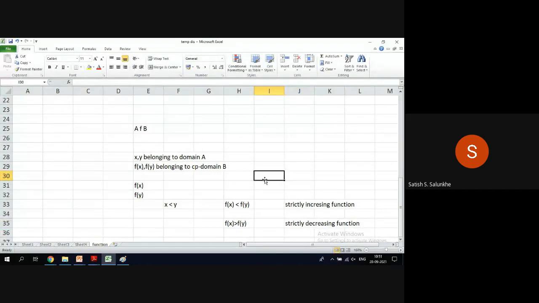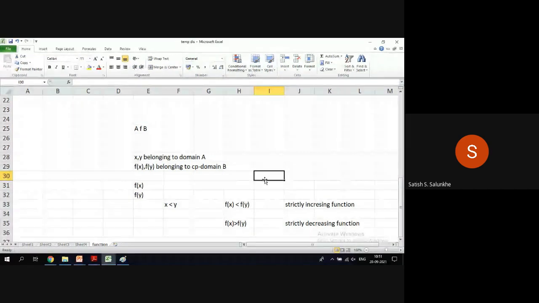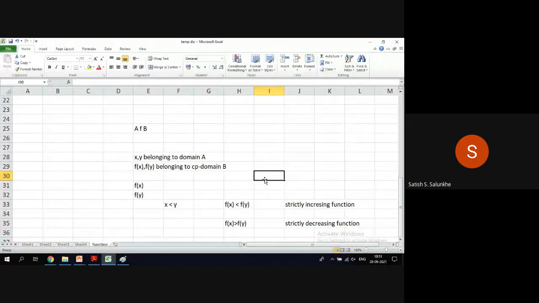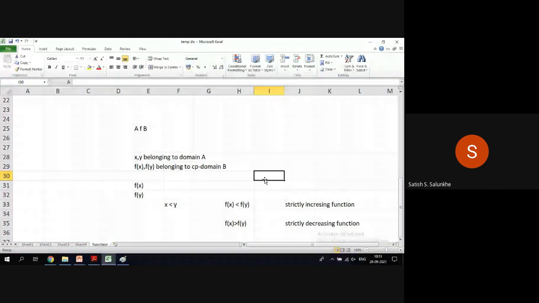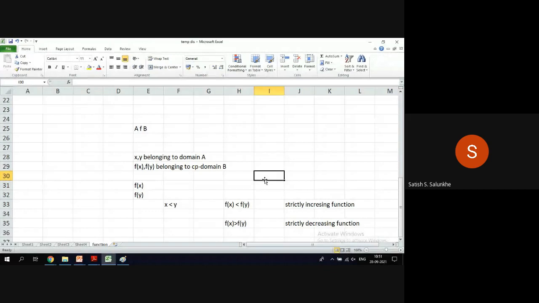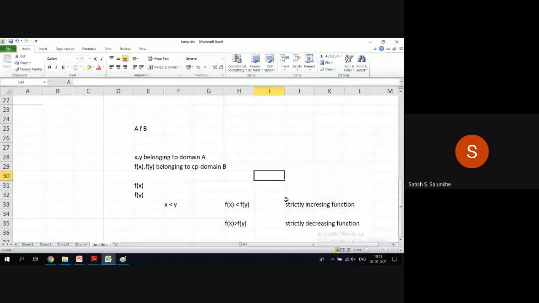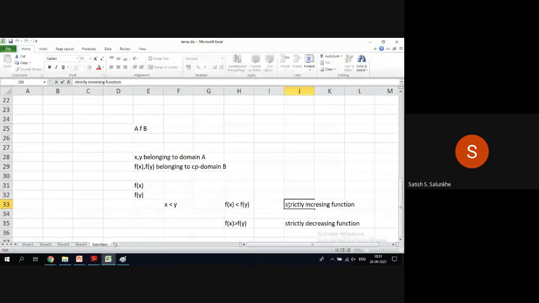Okay, is it clear or not? Please let me know in the chat box. What is your understanding of strictly increasing and strictly decreasing function? We'll discuss this later on when we start the algebraic structure, group, field. That time things will be more clear. On the basis of this increasing decreasing function, there are certain algebraic structures that we need to study. So please let me know whether the interpretation of strictly increasing function is clear or not. We say f is a strictly increasing function, f is a strictly decreasing function.